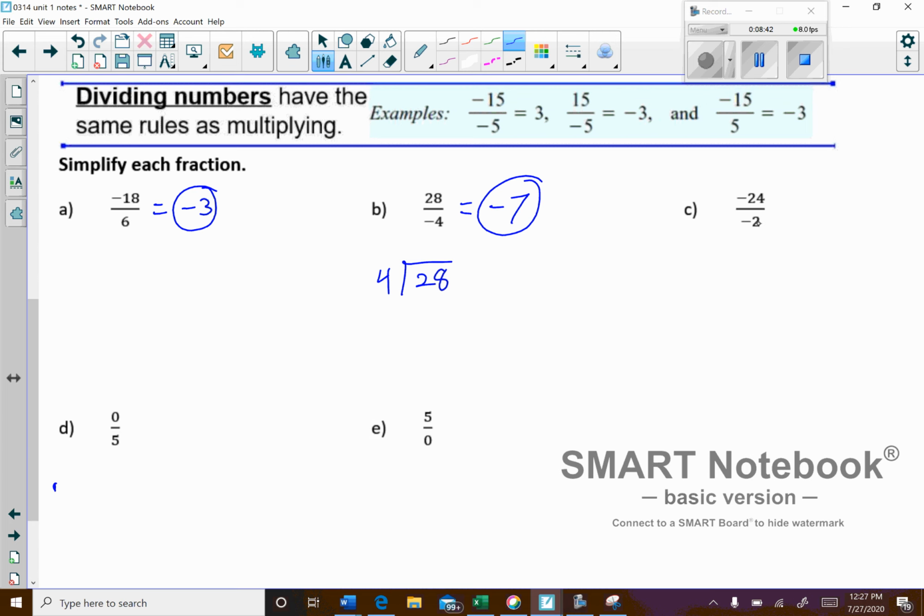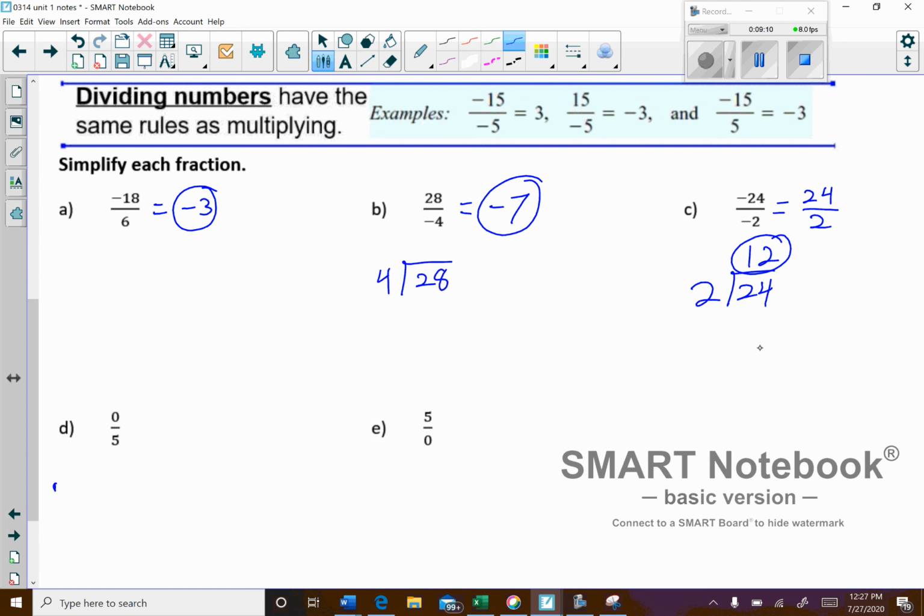And then on part C, they're double negatives. So really, what you can do is cancel them out. Whenever you have two negatives, and you can do this with the multiplication too, the negatives get canceled out. That is equivalent right here. I can just drop the negative signs. And then let's see, 2 goes into 24 12 times. So our answer is 12 on C.